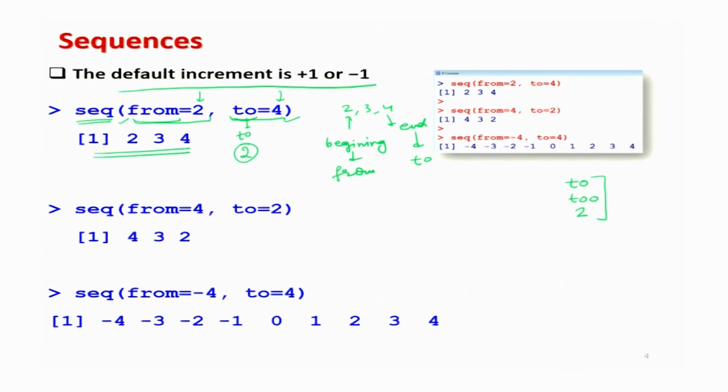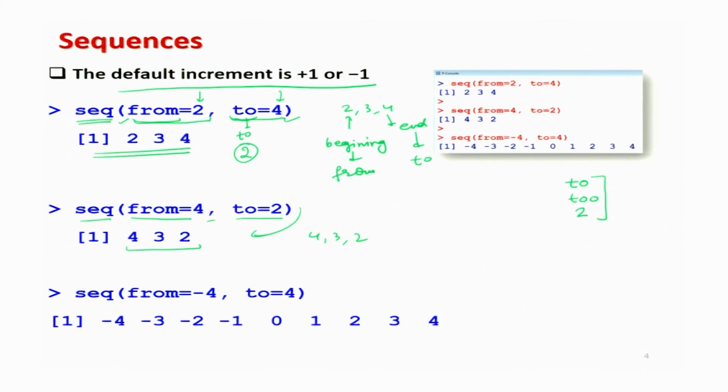And it is not a condition that the value given in from always has to be smaller than the value given in to. Even if you want a sequence like 4, 3, 2, which is decreasing by 1 unit, you can also write SEQ, and inside the parenthesis from equal to 4 and comma then to equal to number 2. And once you operate it, you will get a value like 4, 3, 2.